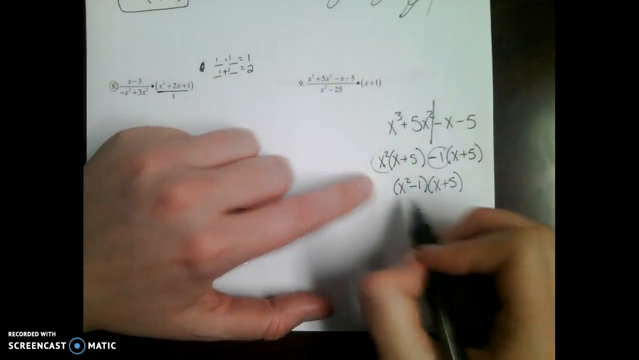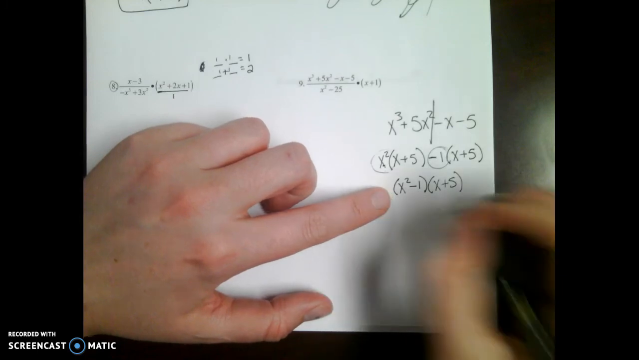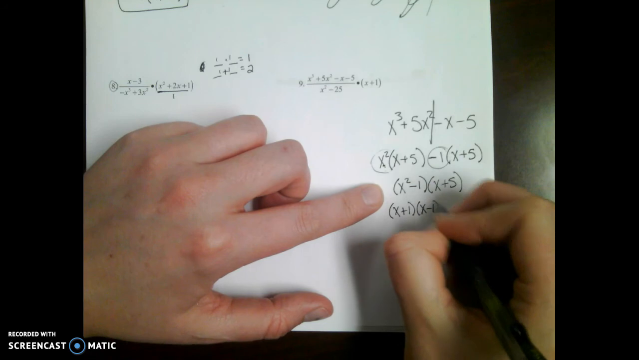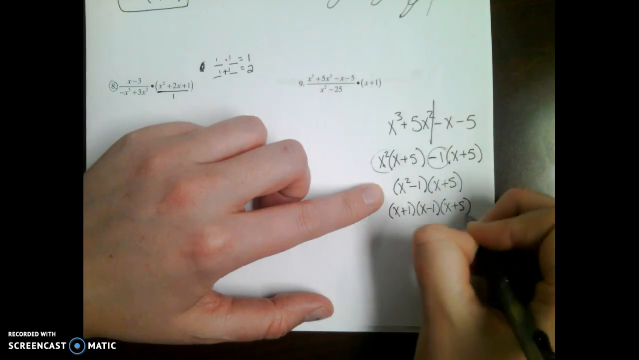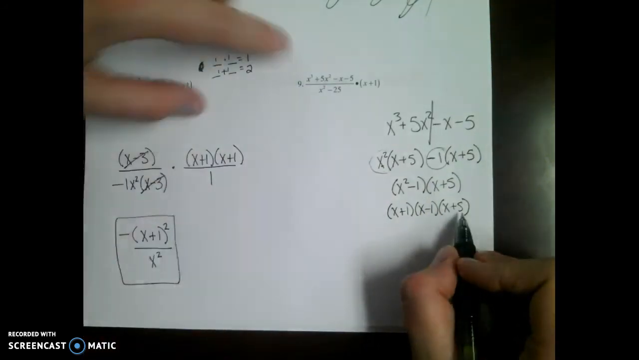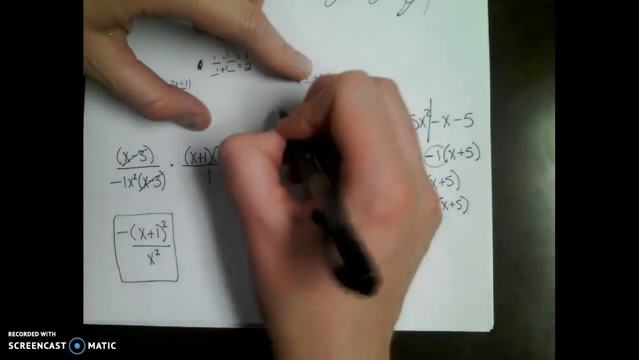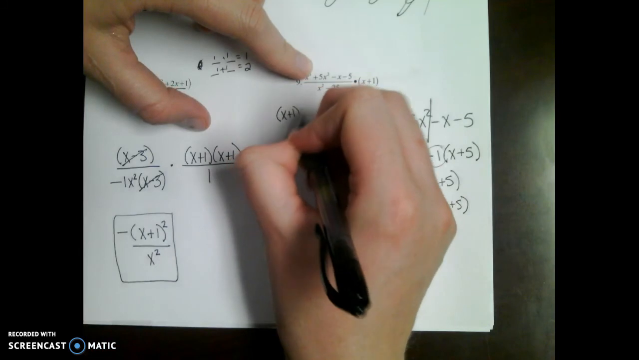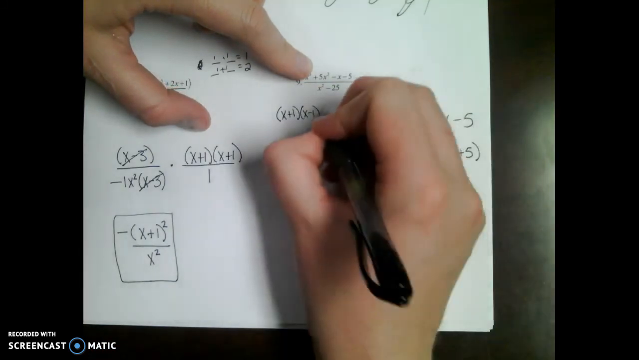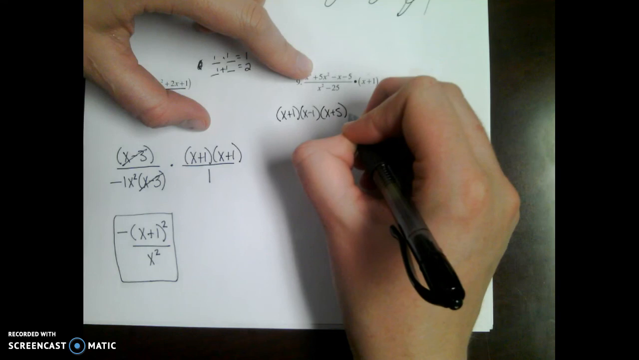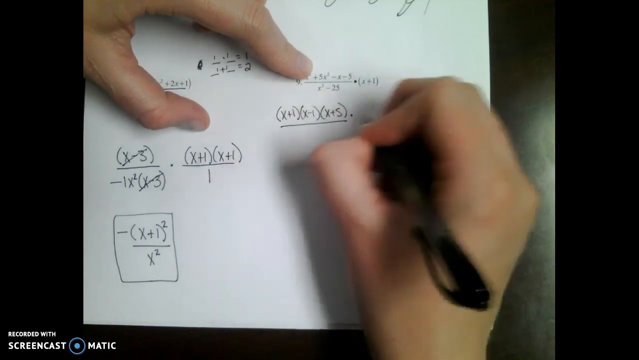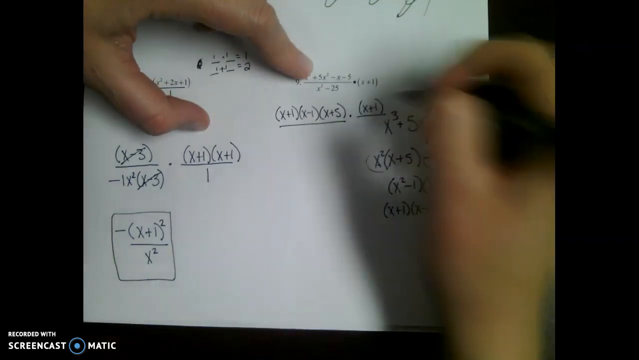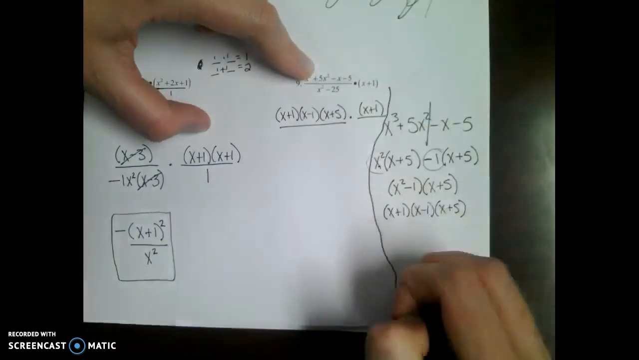Although, this is tricky, x squared minus 1 is a difference of 2 squares. That would factor into x plus 1, x minus 1, and then we have the x plus 5. So that would be the factored form of this numerator. So let's go up here, x plus 1, x minus 1, x plus 5. And we've got the x plus 1 there.